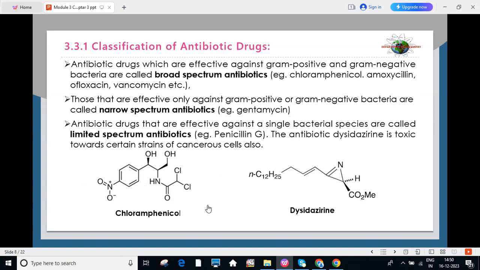Next, classification based on the spectrum. Antibiotic drugs which are effective against gram-positive and gram-negative bacteria are called broad-spectrum antibiotics: chloramphenicol, amoxicillin, ofloxacin, vancomycin, etc. Those that are effective only against gram-positive or gram-negative bacteria are called narrow-spectrum antibiotics. Antibiotic drugs that are effective against a single bacterial species are called limited-spectrum antibiotics.